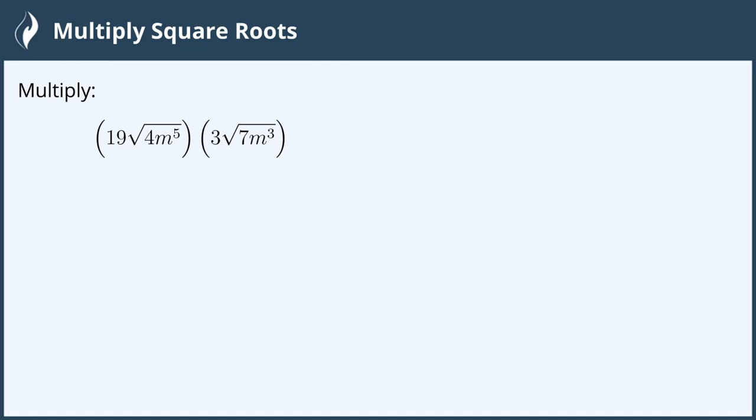Hi everyone! In this video we will multiply square roots. Multiply 19 square roots of 4m to the 5th times 3 square roots of 7m to the 3rd.